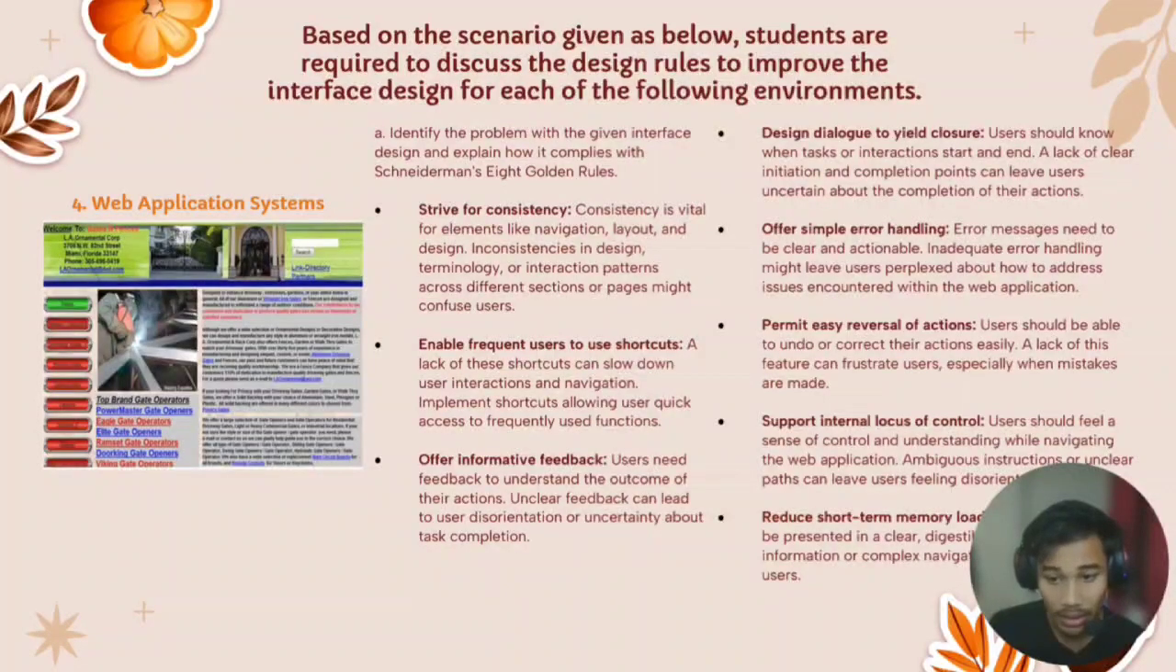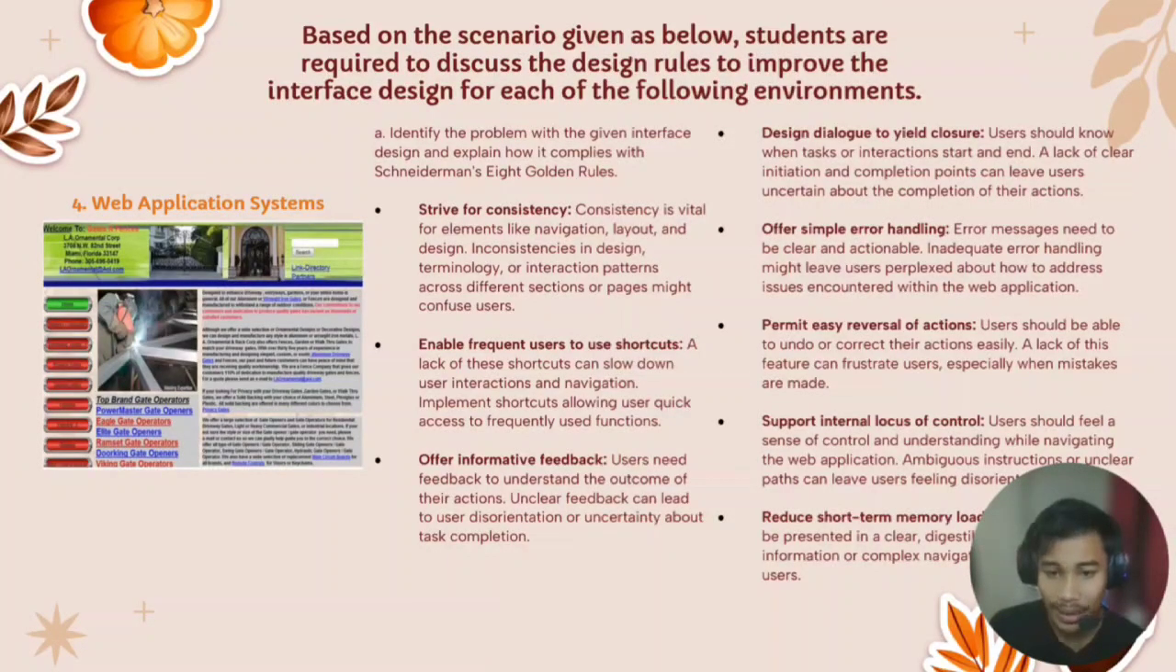Number three, offer informative feedback. Users need feedback to understand the outcome of their actions. Unclear feedback can lead to users' disorientation or uncertainty about task completion. The fourth rule, design dialogue to yield closure. Users should know when tasks or interactions start and end. A lack of clear initiation and completion points can leave users uncertain about the completion of their actions. Number five, offer simple error handling. Error messages need to be clear and actionable. Inadequate error handling might leave users perplexed about how to handle issues encountered within the web application.